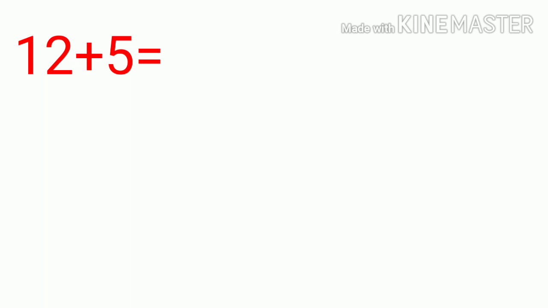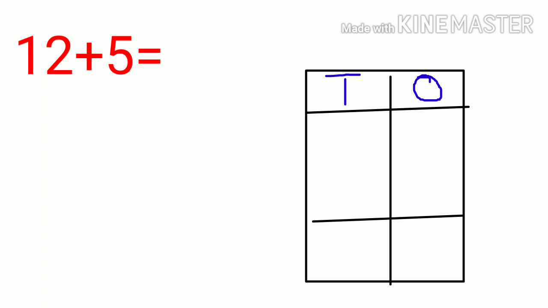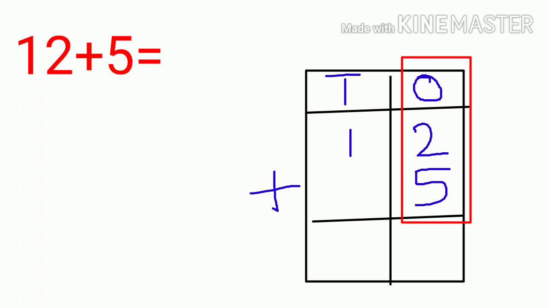The first step, we have to arrange 12 and 5 vertically. So let us arrange these numbers in tens and ones column. We know 12 is a two-digit number. So it contains tens and ones places. Do you remember children, where shall we start addition? Yes, we should start addition from ones place.